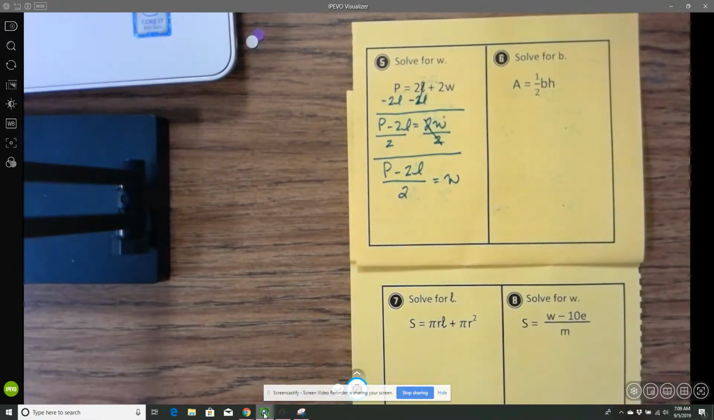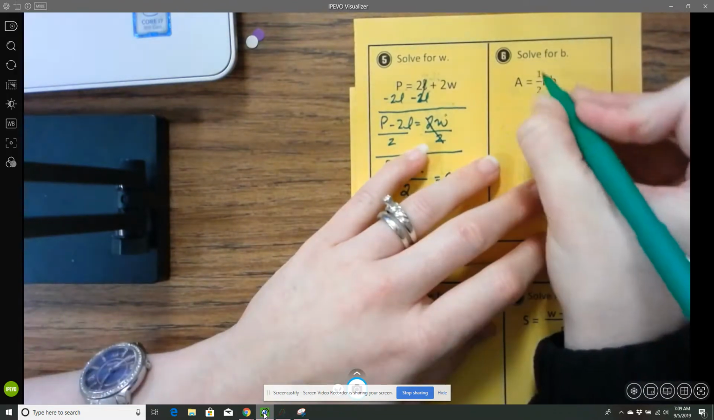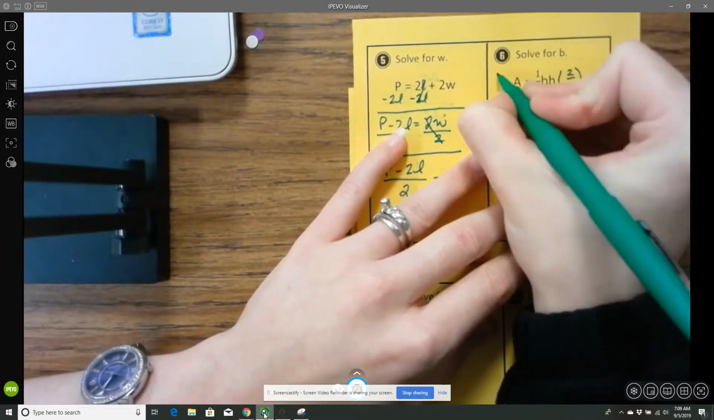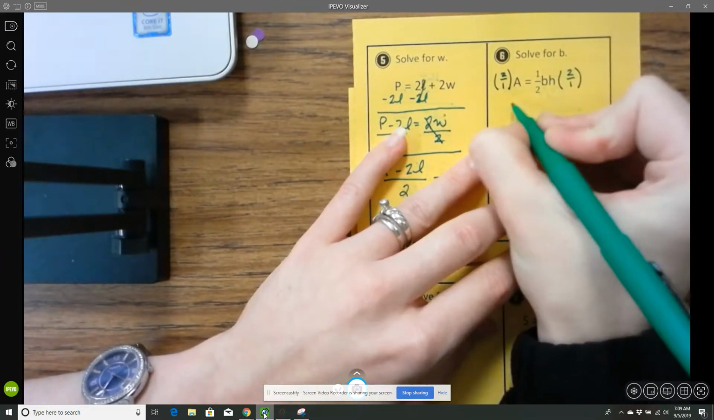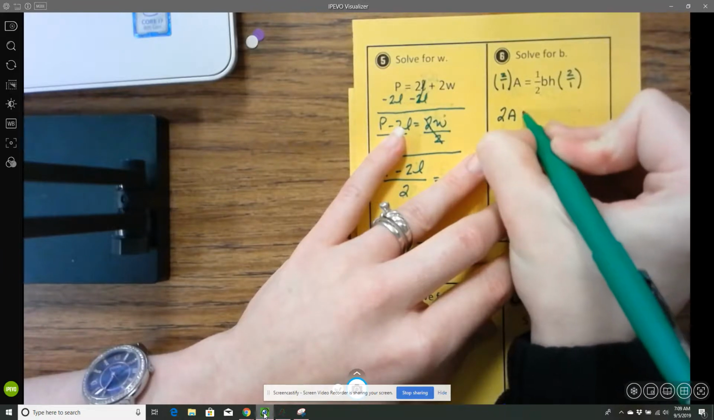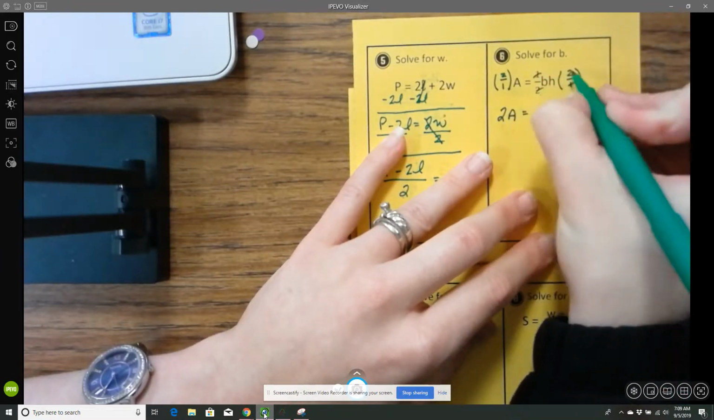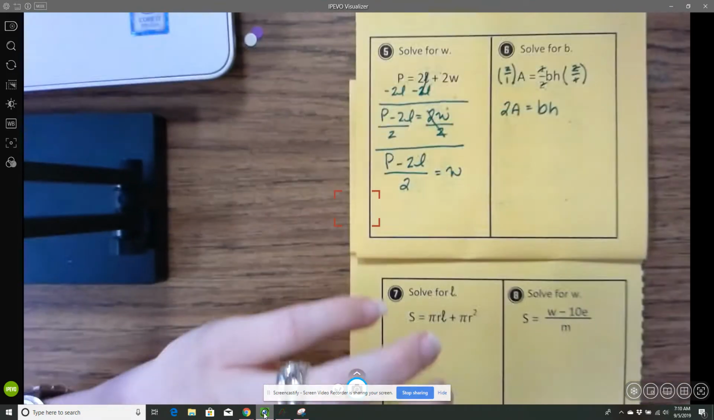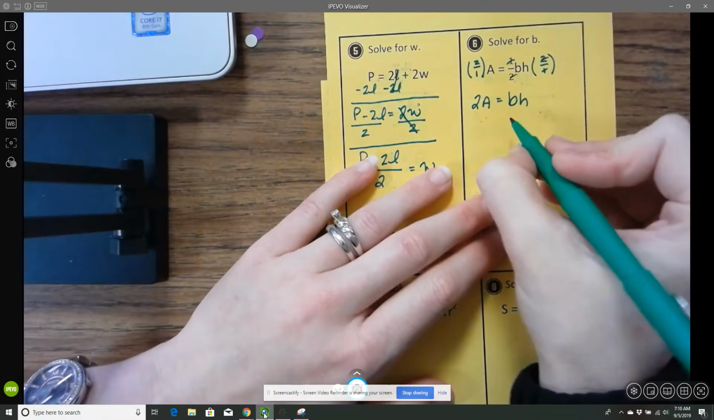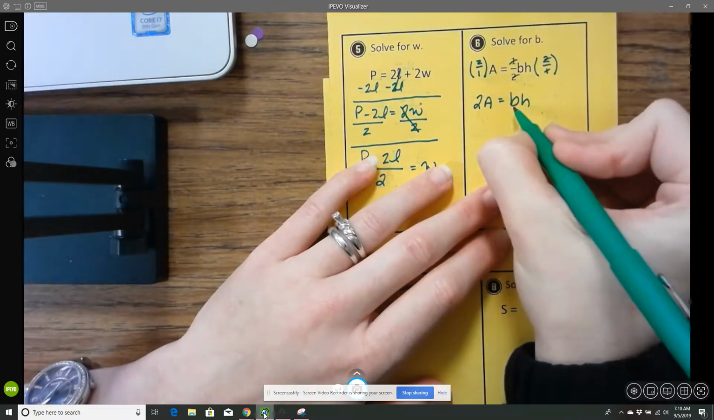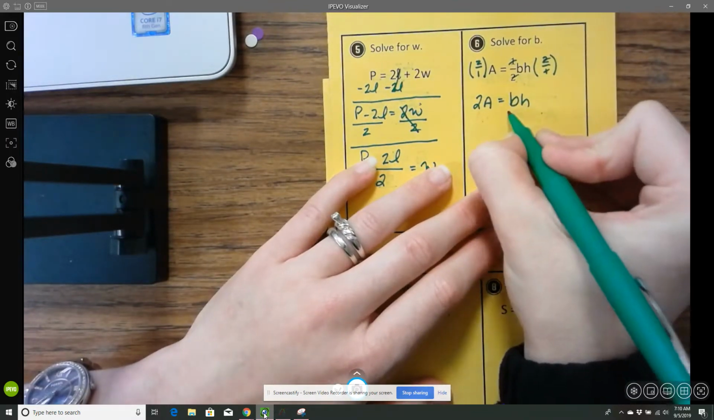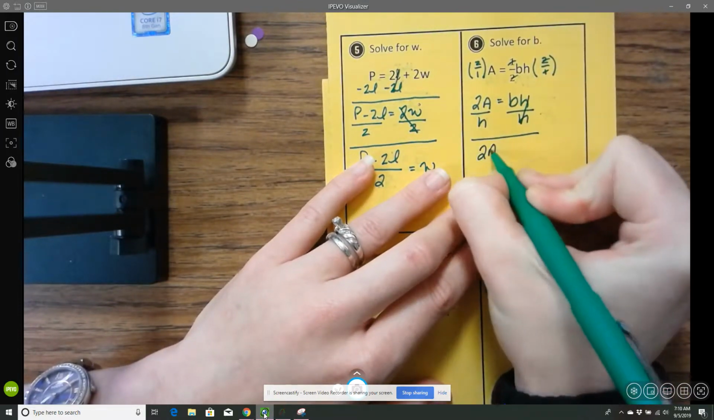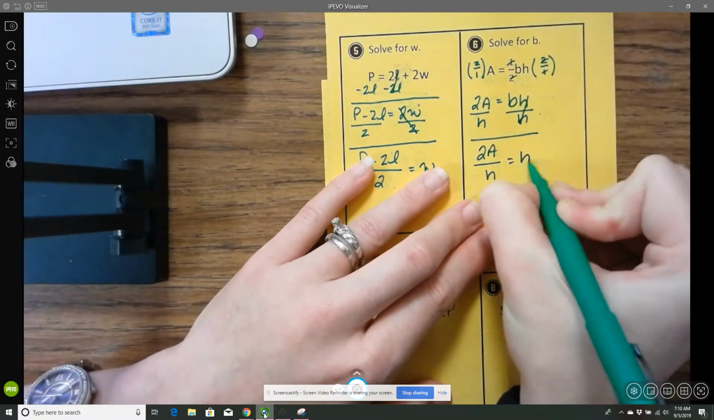All right, here we're solving for b. So let's get rid of this 1/2. So to get rid of a fraction, you just multiply both sides by the reciprocal. So I would have 2a. This would cancel, equals bh. Let me focus here again. Okay. And then we're trying to get b by itself. So it's being multiplied by the h. So I have to divide both sides by h. So this would cancel. So I would have 2a divided by h equals b.